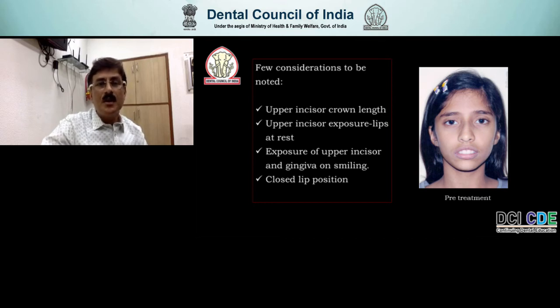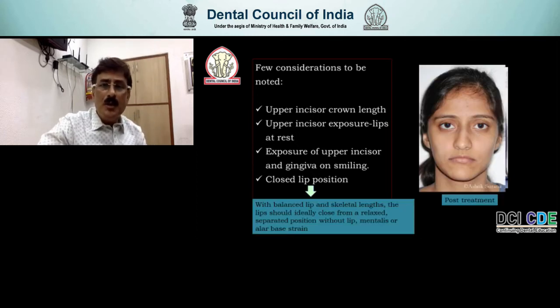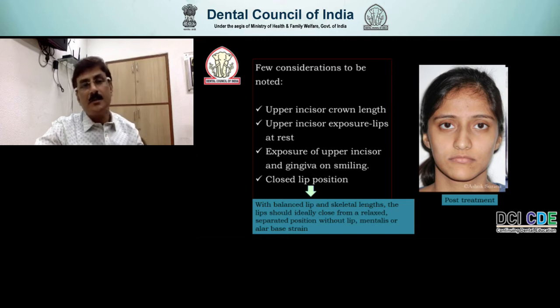position. Now, the upper incisal exposure of about 2 millimeters in males and about 3 to 5 millimeters in females is considered to be normal. But there is a qualification here. In a balanced lip and skeletal lens, from this position, the lip should ideally close from a relaxed, separated position without lip, mentalis and alar base strain. There should not be any strain in the alar base. There should not be any strain in the lips or in mentalis from this open mouth, normal incisal exposure to a closed mouth position.